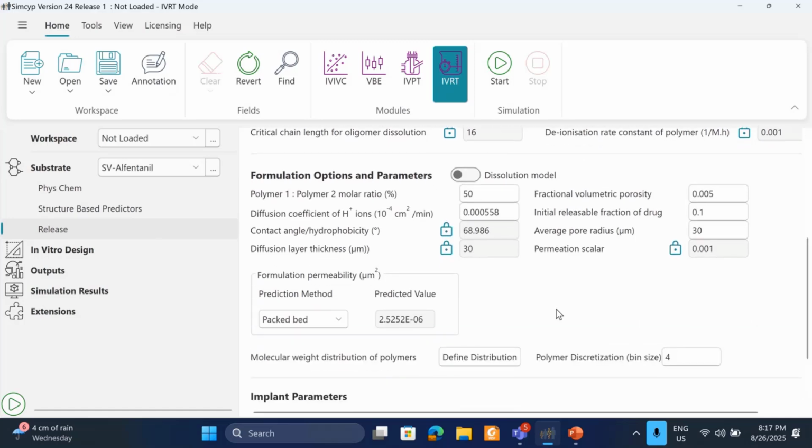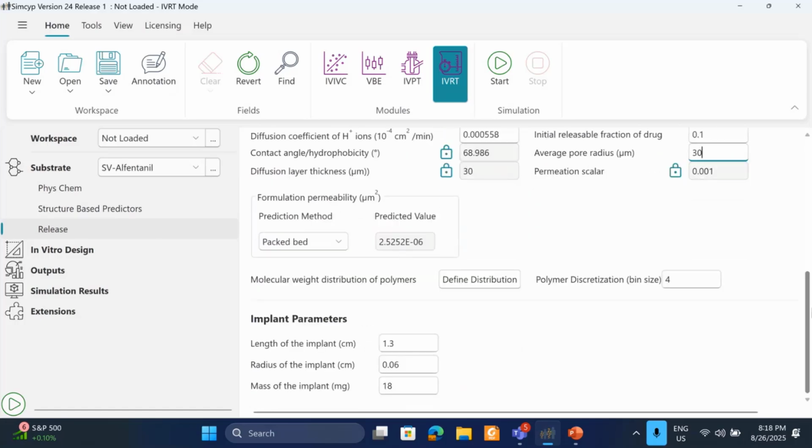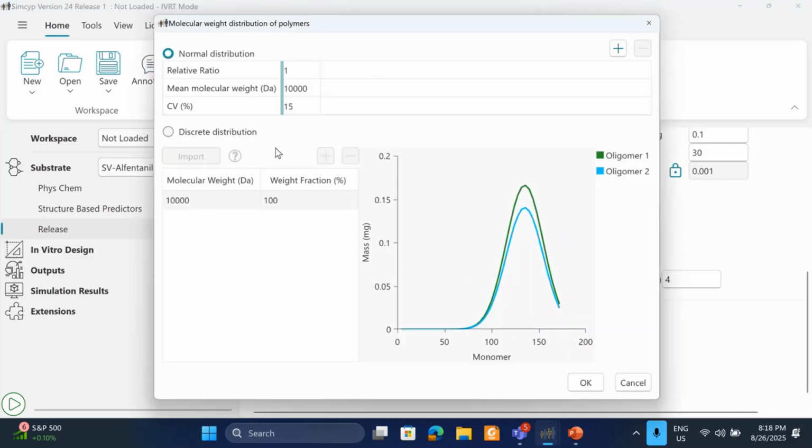The most important thing is consideration of critical quality attributes for modeling. So we consider critical quality attributes of the formulation like lactide to glycolide ratio, contact angle of the implant, fractional volumetric porosity, initial releasable fraction, and the pore radius of the system. In addition to that, we also consider implant parameters like length, radius, and mass. On top of that, the user can input molecular weight distribution. So they can define the distribution as a normal distribution, or if they have values, they can input a discrete distribution as well.